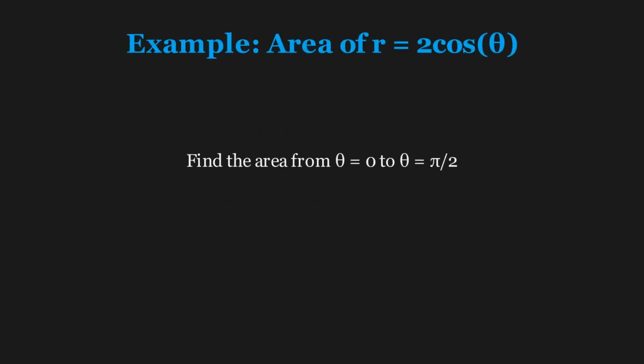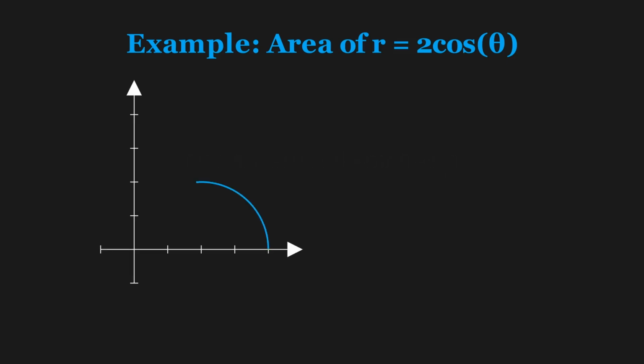Let's solve the problem. Find the area enclosed by the curve r equals 2 cosine theta from theta equals 0 to theta equals pi over 2. First, let's see what we're working with. The curve r equals 2 cosine theta creates this shape. Notice that when theta is equal to 0, r is equal to 2. When theta is equal to pi over 2, r is equal to 0. Here's the region we want to find the area of. It's bounded by the curve, the ray theta equals 0, and the ray theta equals pi over 2.